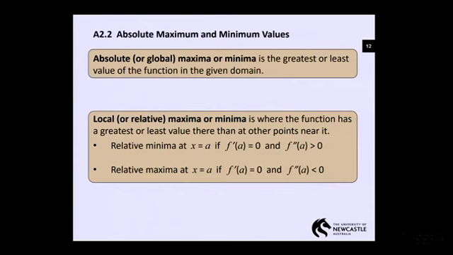And it just goes on to say that the absolute, sometimes they call it global, so we put that there because you might be looking up a different resource, another textbook, another website, and they might say global, but we call it an absolute maxima or an absolute minima, is the greatest or least value of the function in a given domain.